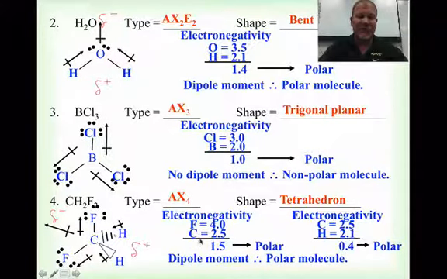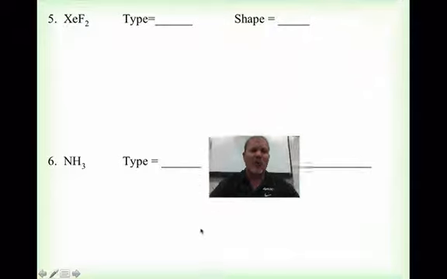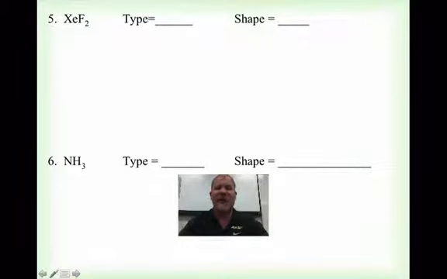Make sure you're able to do this. Again, as you see from this, it all starts out with drawing the Lewis structures. A couple more examples here. We have xenon and 2 fluorines.